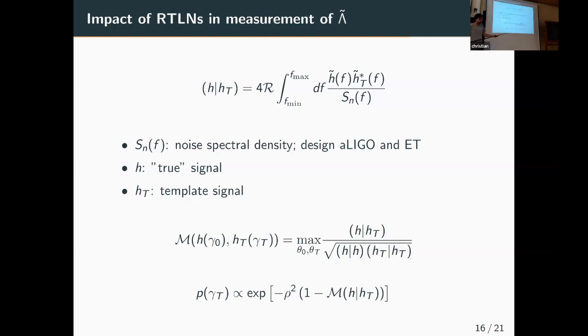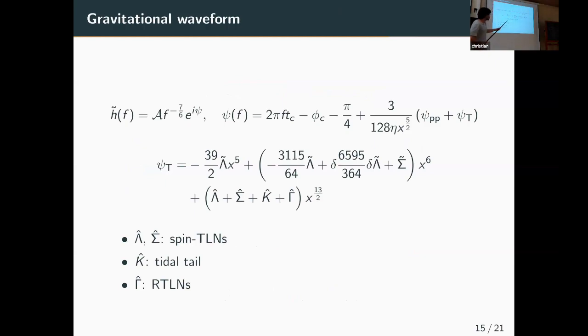Take that as the true signal that will be emitted by the binary star system, which takes into consideration the 6.5 PN order term, the spin tidal interaction. But we are using h_T, a template, which is this previous formula without considering the tidal interaction. We are basically saying we have a true signal coming towards us and we're trying to model it with something that does not consider spin tidal interactions, and we'll see if this is a good model or not.